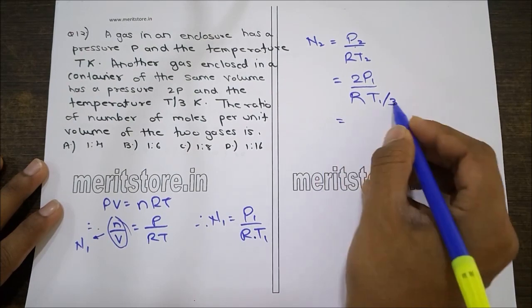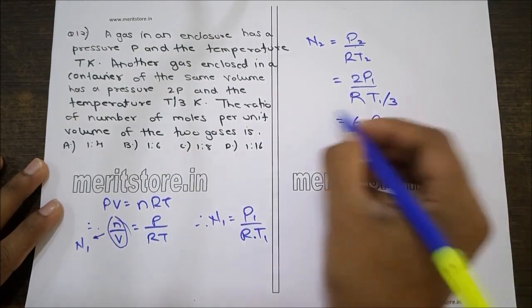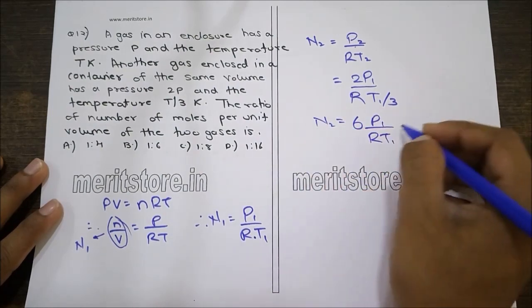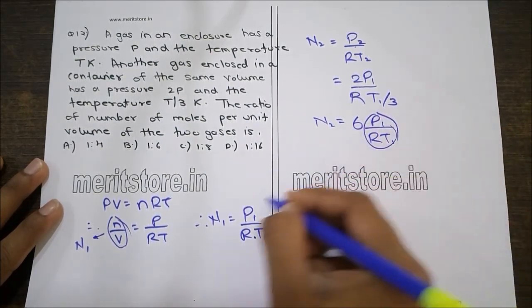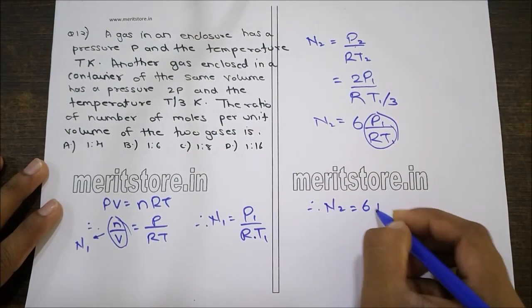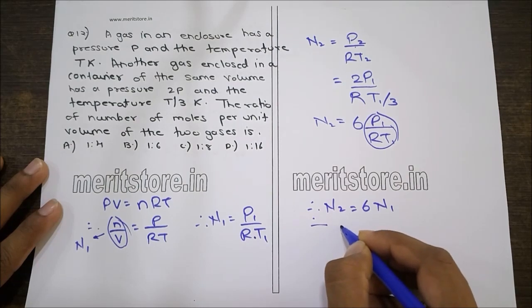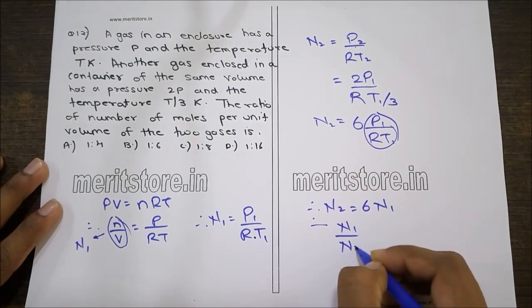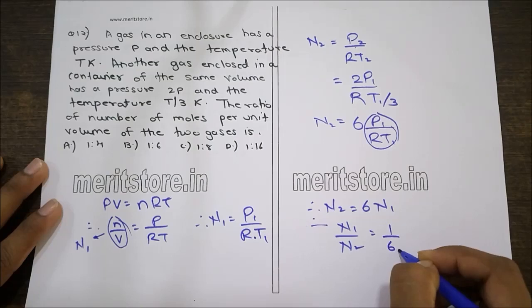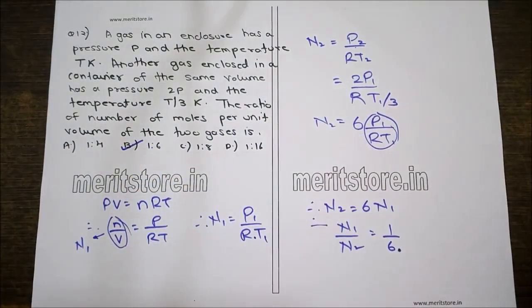So what we get is 6 times P1 upon R times T1, and this is nothing but N1. So therefore N2 is equal to 6 times N1. Therefore N1 upon N2 is equal to 1 by 6. Hence option B is the correct answer.